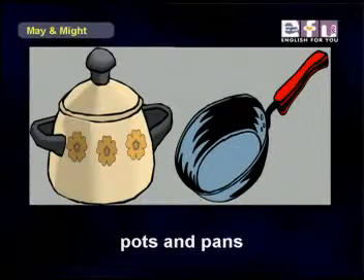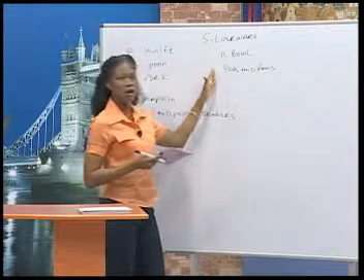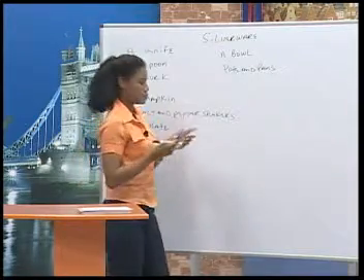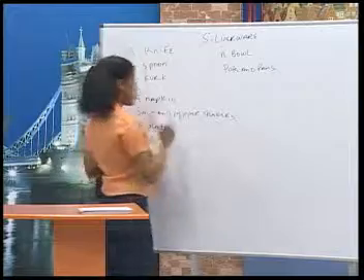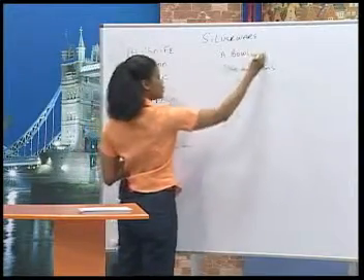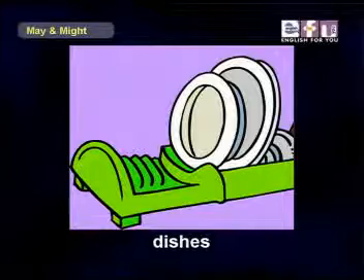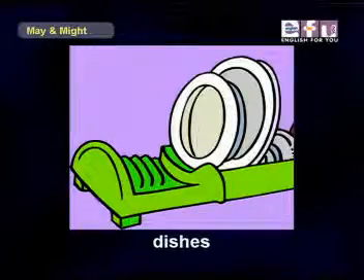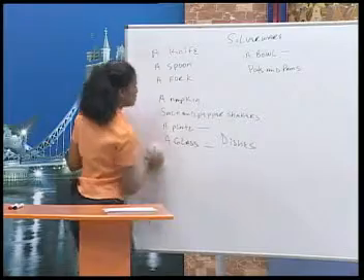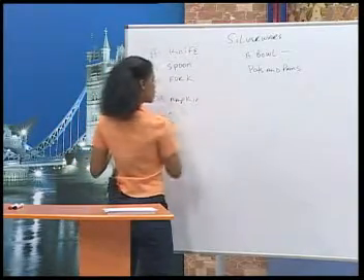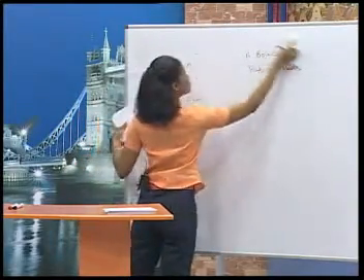When we cook, we need pots and pans. So plates, glasses, and bowls are called dishes. All right, dishes. Now let's talk about people who work in restaurants.